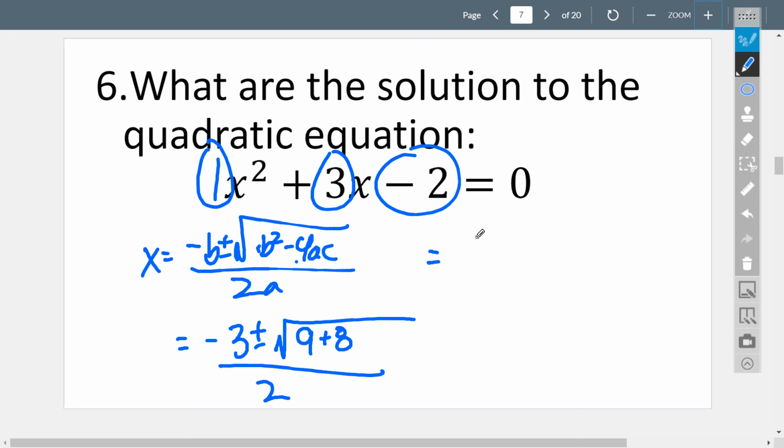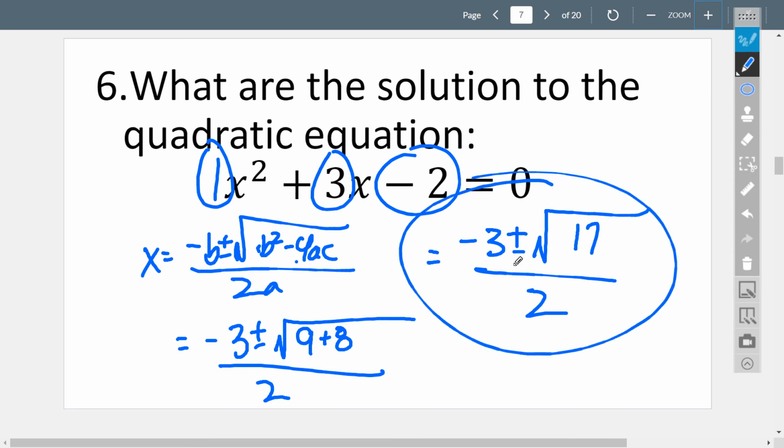Okay, we're going to simplify this. -3 plus or minus the square root of 17 all over 2. And the only thing that we would simplify here would be the square root of 17. But that can't be simplified because 17 does not have any perfect square factors. So this would be our answer here, -3 plus the square root of 17 over 2, and -3 minus the square root of 17 over 2. This is our two solutions here for x.